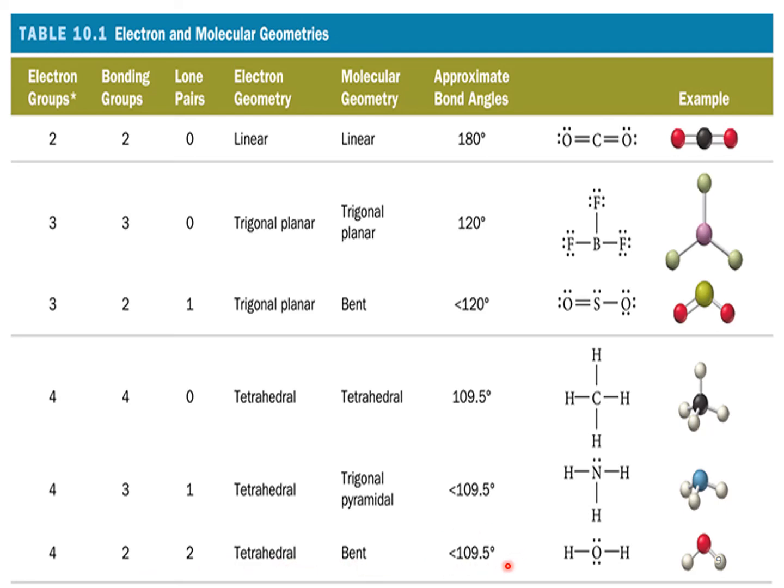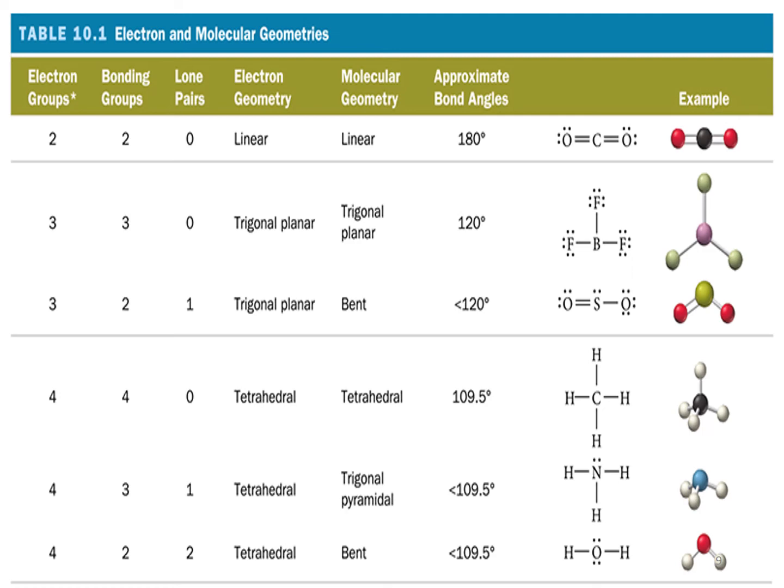And this is also less than 109.5. This is even more so bent closer to each other. This ends up being 104.5 for water specifically. But again, all you need to know is less than 109.5. So these are electron groups 2, 3, and 4.